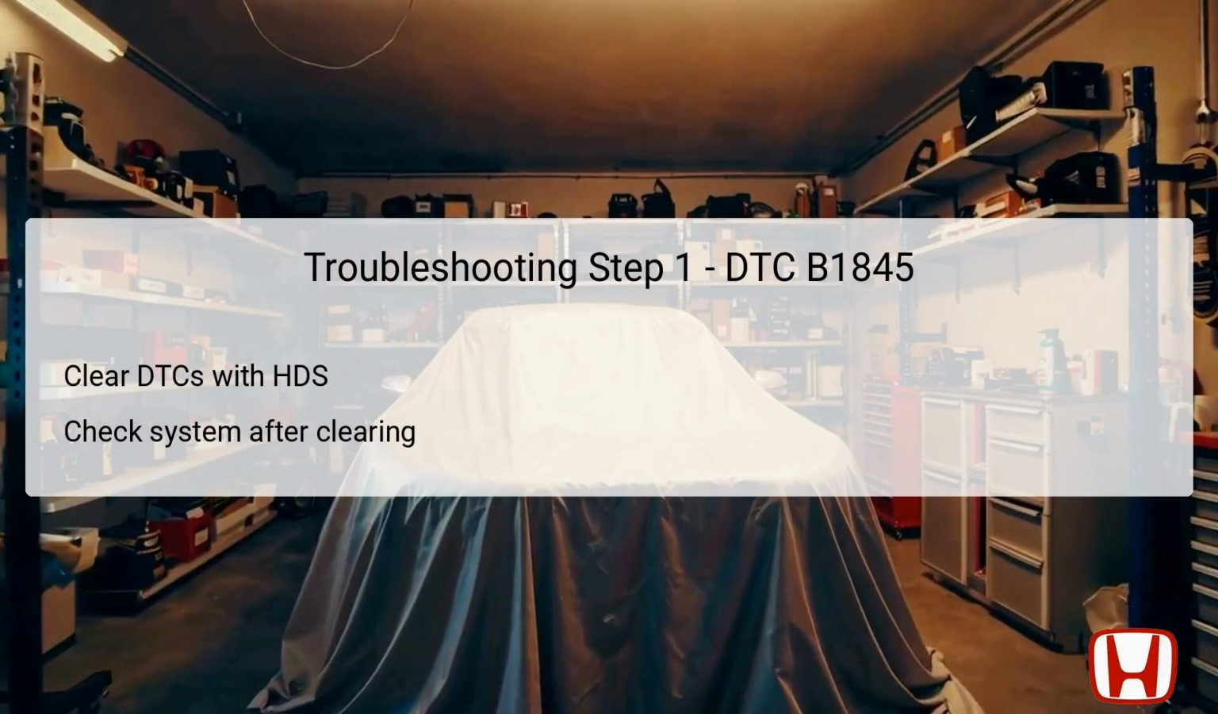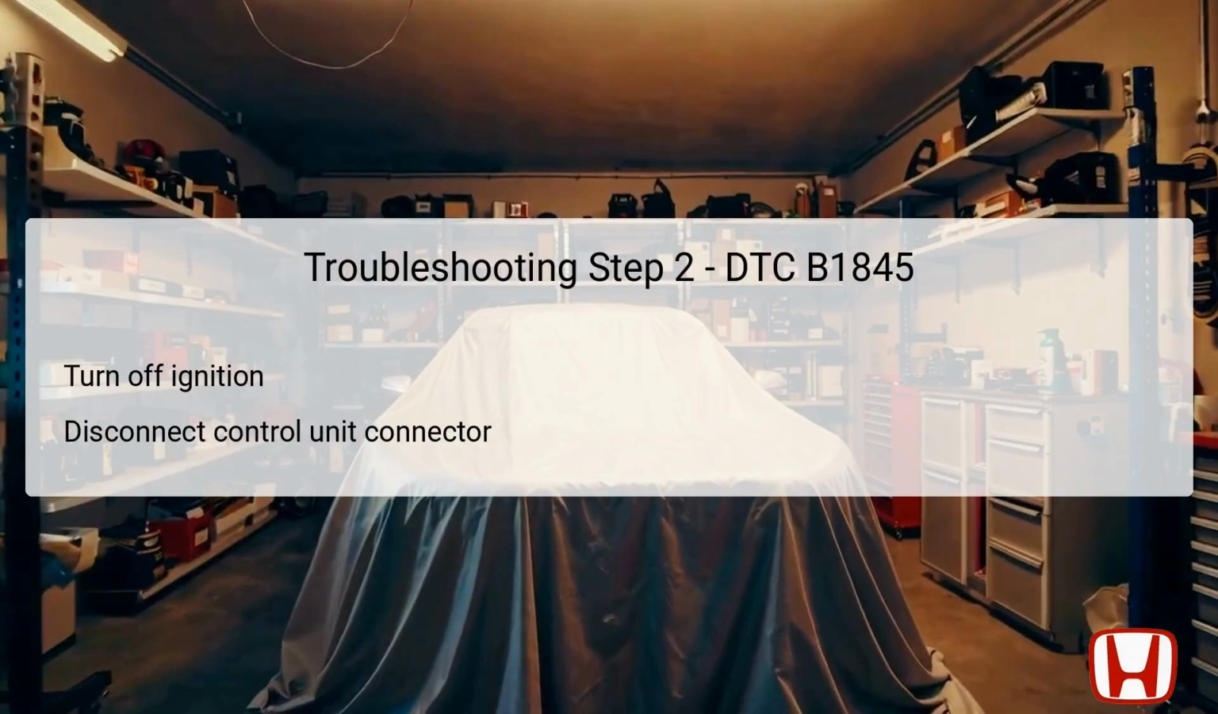After this operating test, you will use the HDS again to check whether DTC B1845 reappears. If this DTC is present, it confirms the persistence of the issue, while its absence suggests there may have been a transient fault that needs further exploration for loose or poor connections.